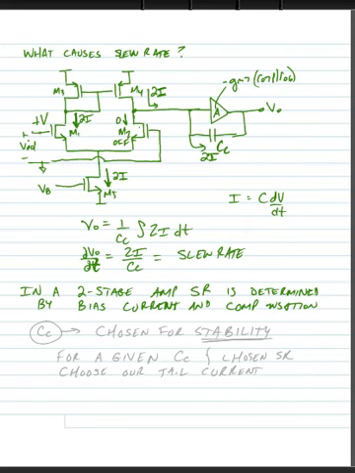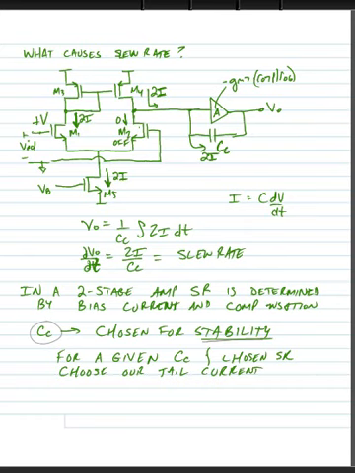So what we're going to find here ultimately is that we choose CC for stability, and we'll look at stability in the next lecture. And so what we can say is, for a given compensation capacitance and a chosen slew rate, we can choose our tail current.